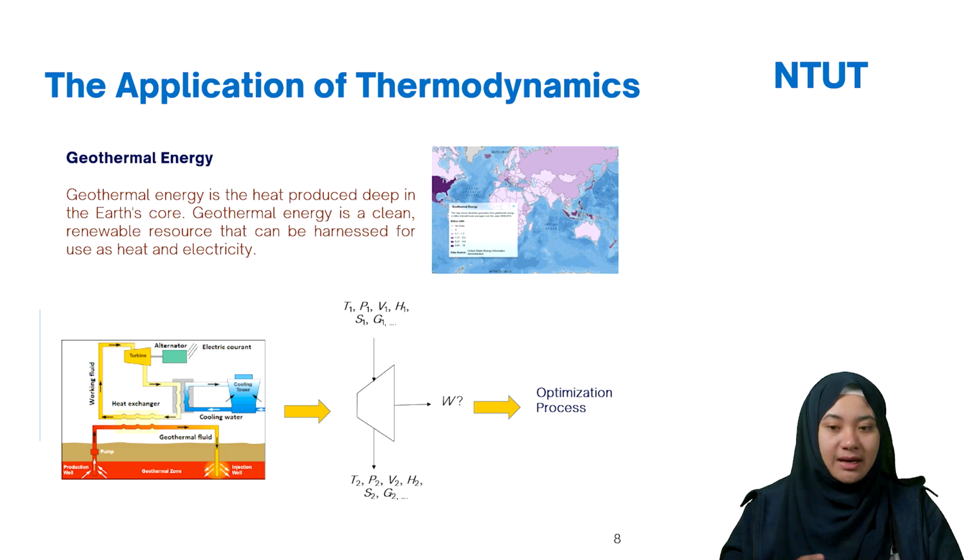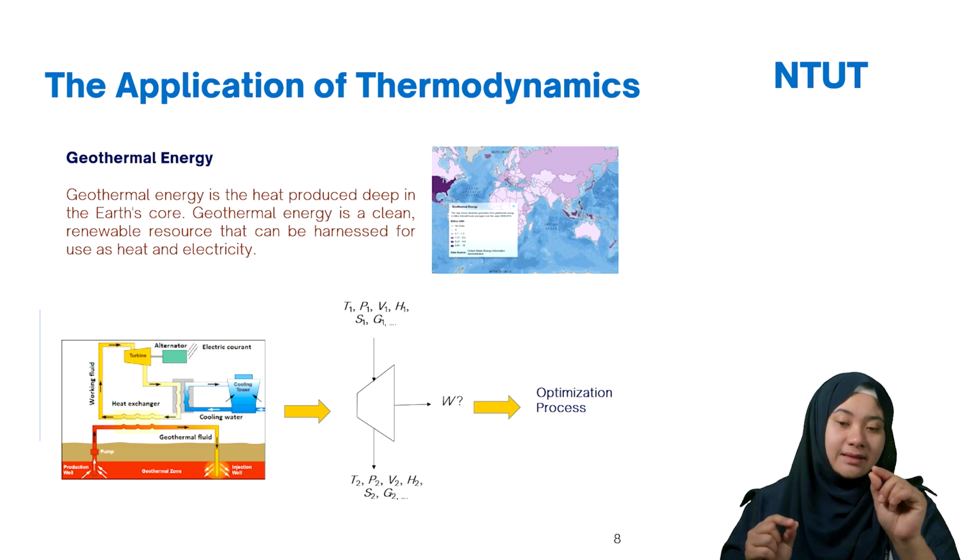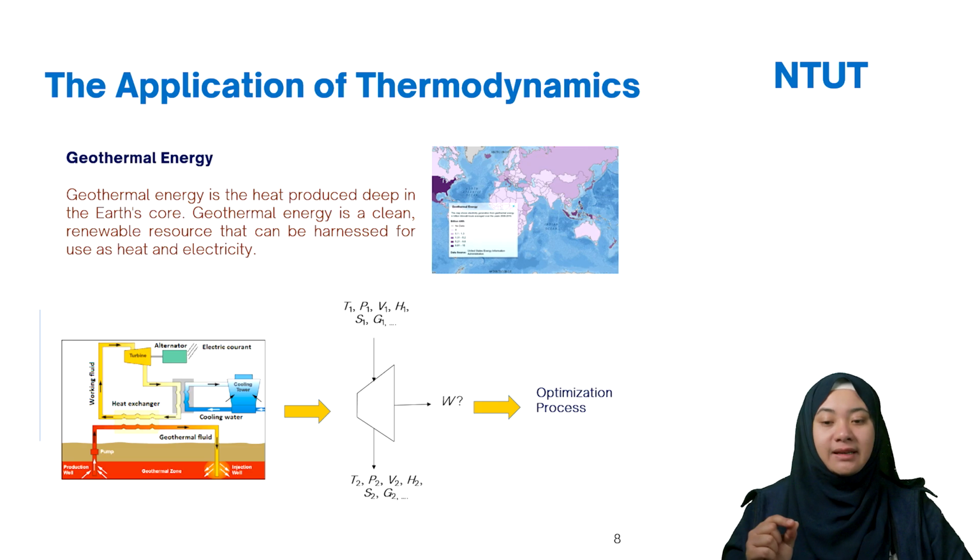So you absorb the heat from the earth, and then you use it to heat your working fluid. Then in the end, the steam will come back again into the injection well. So it will come back again to the earth's core. This is why we call geothermal energy a renewable resource.